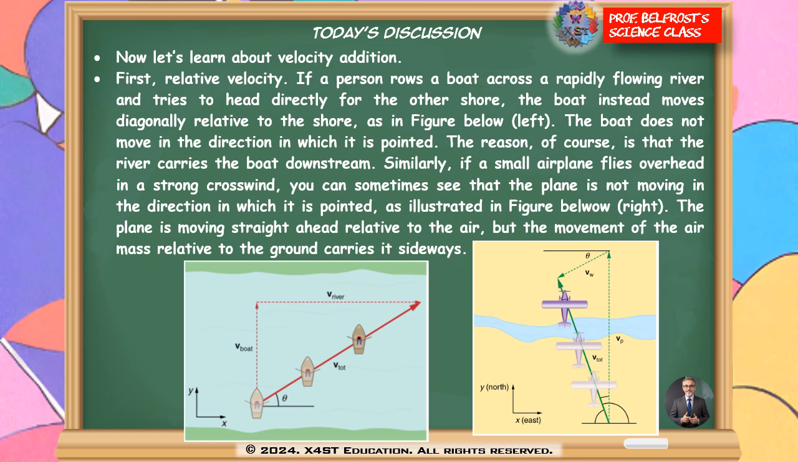First let's learn about the concept of relative velocity. If a person rows a boat across a rapidly flowing river and tries to head directly for the other shore, as shown in the figure on the left, you see that his motion is actually diagonal relative to the shore. The reason is of course that the river carries the boat downstream. Similarly, if a small airplane flies overhead in a strong crosswind, you can sometimes see that the plane is not moving in the direction in which it's pointed, but is slightly slanted, as shown in the figure on the right.